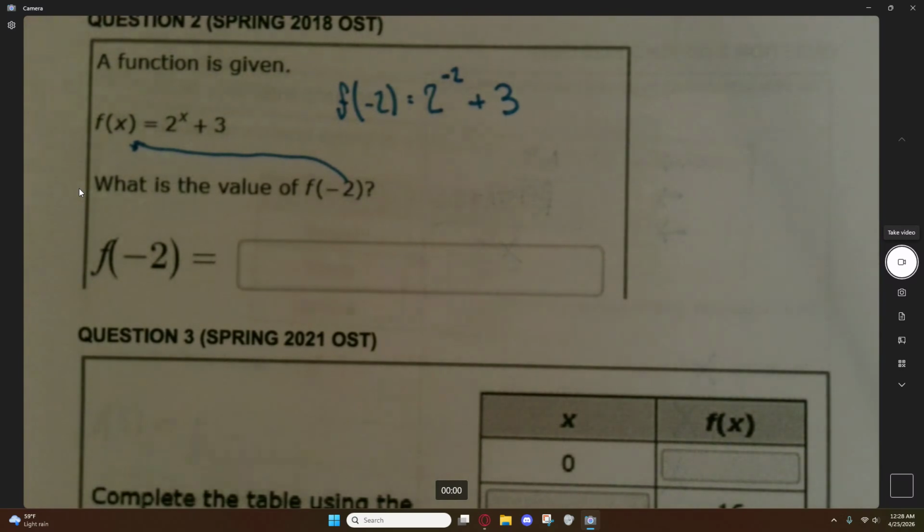Remember your negative exponent rules. For your negative exponent rules, you take whatever has a negative exponent and you put it on the opposite side of a fraction and make your exponent positive.